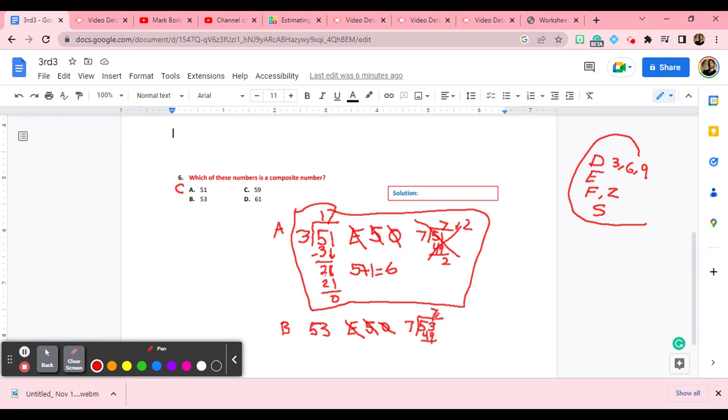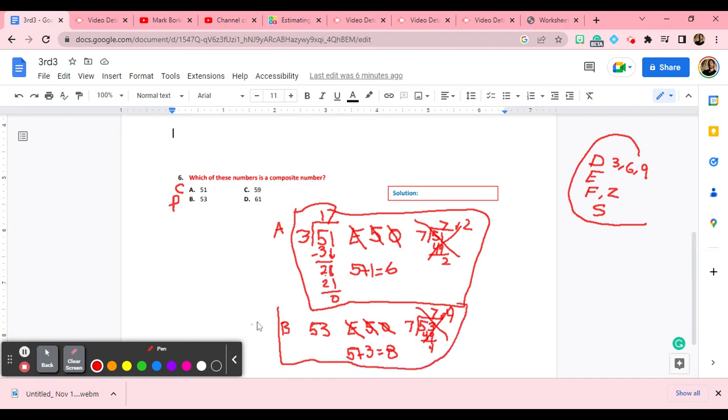We'd have a remainder of 4 this time. So 7 remainder 4. It's not divisible evenly by 7. Okay, and 5 plus 3. Let's check our digital root. 5 plus 3 equals 8. Can we divide 8 by 3, 6, or 9? We cannot evenly. That means 53 is a prime number. Okay, so we've done A and B.